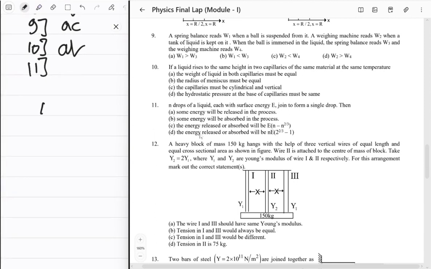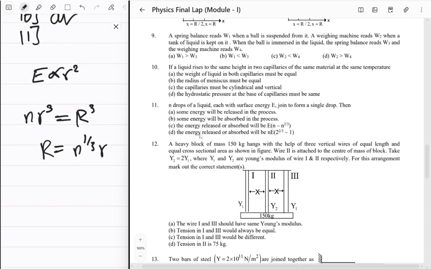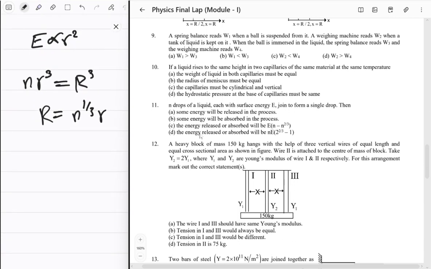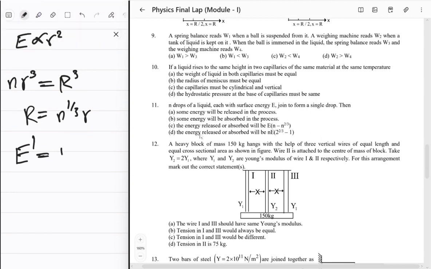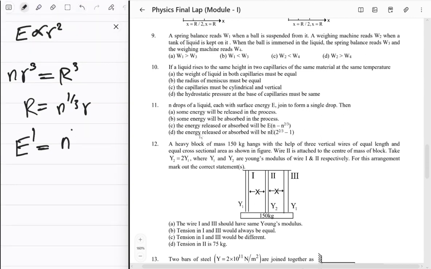So energy is proportional to R square. Okay, अपने जो वॉल्यूम्स है, right? So n times r cube is equal to capital R cube, मतलब कि जो capital R is n power 1/3 times r, right? तो क्योंकि वो R square से proportional, that's why energy, so E dash is just equal to n power 2/3 times E, right? So जो पहले एनर्जी थी, right, n power 2/3 is the thing.